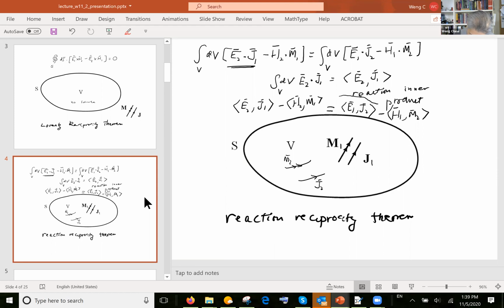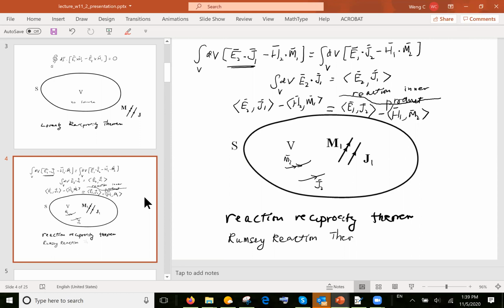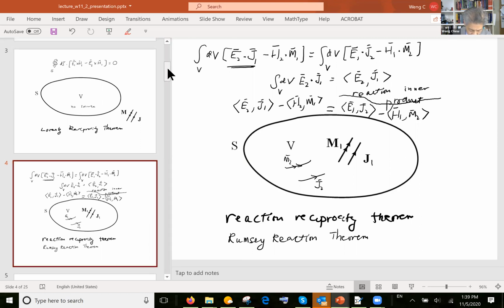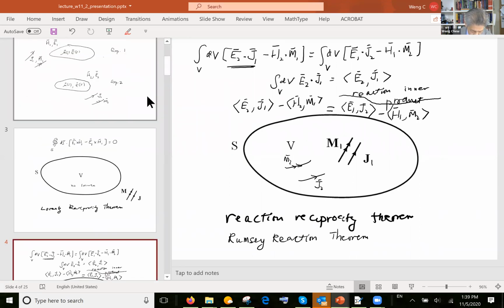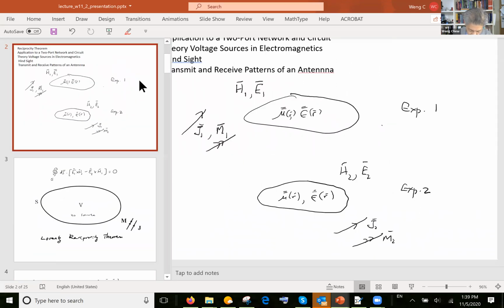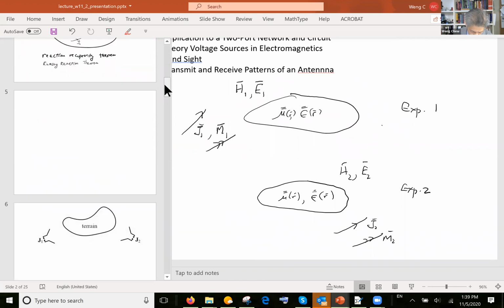Okay, let me draw a line here to not get you confused. So this is the reaction reciprocity theorem, and sometimes it's also called the Rumsey reaction theorem. Okay, so this is kind of surprising because you are doing the experiment two times separately, and yet you have this wonderful relationship between the currents and the fields generated by these two experiments.